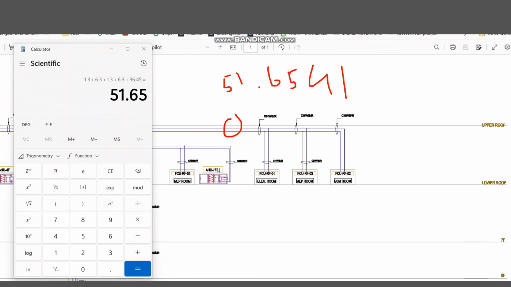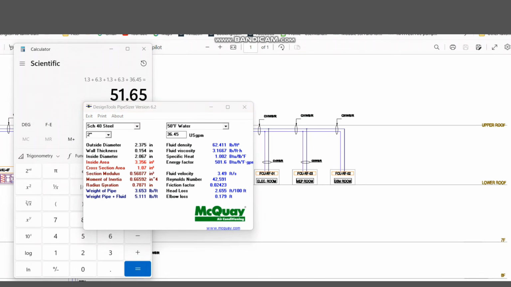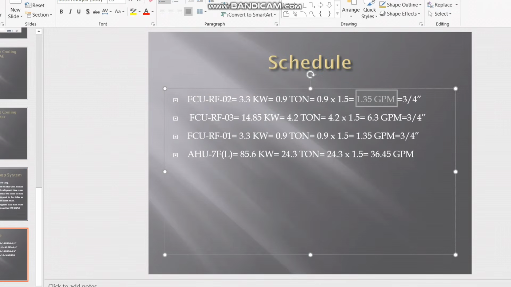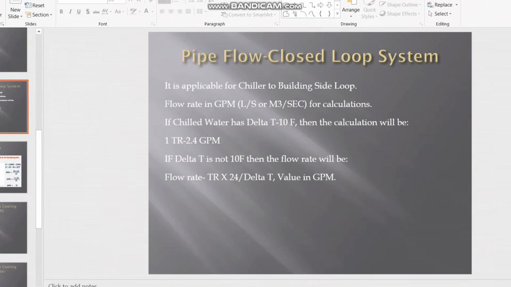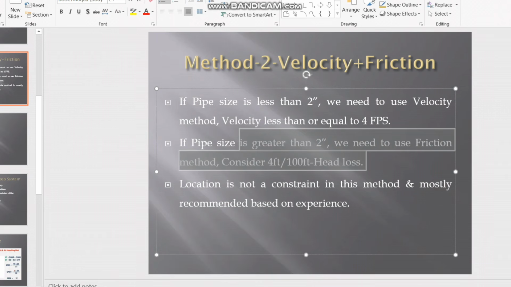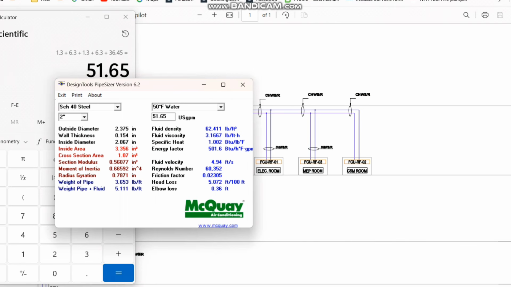51.65 GPM you have to follow. If you know this GPM, you can find out the pipe size. Here you can try with the 2 inch first. So we need 51.65. You see the velocity is more than 4.94. As I told you earlier, if the velocity is more than 4.4 feet per second, then you have to go with the next method. The next one is called head loss. You have to follow the head loss because you are following the velocity plus friction method. Here the velocity is exceeding 4.94, so now we have to see the head loss only.